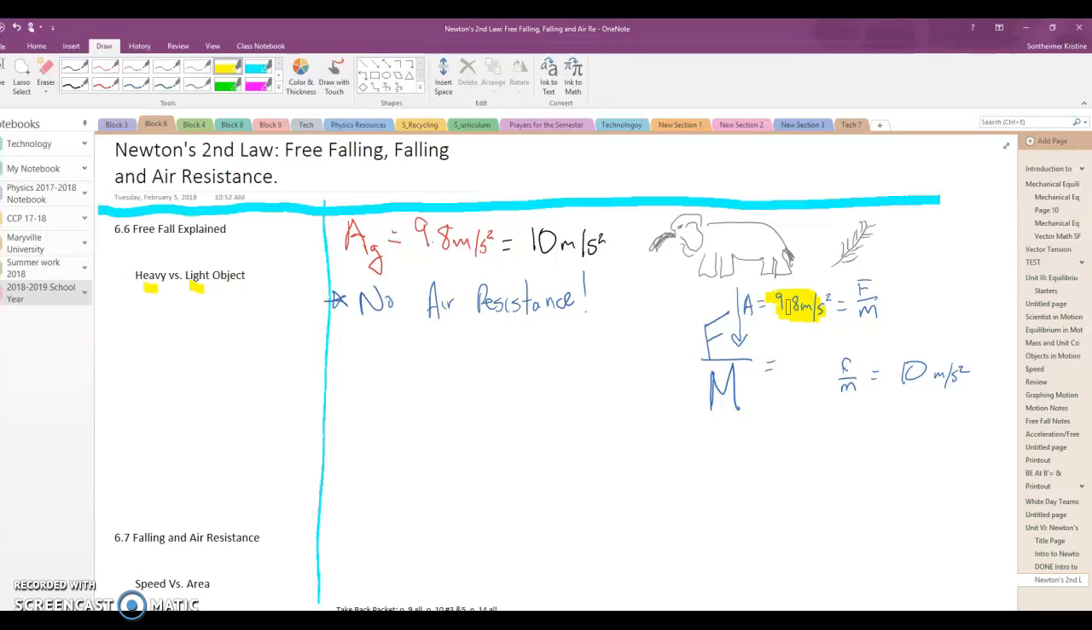How hard do you have to pull on an elephant to get it to accelerate horizontally, right? You have to pull pretty darn hard. While you don't have to pull very hard on a feather. Well, the Earth has that same deal. In order for both of these objects to accelerate at 9.8, the Earth is going to pull much harder on the elephant than it does on the feather.